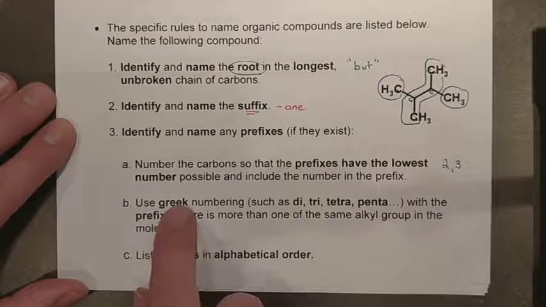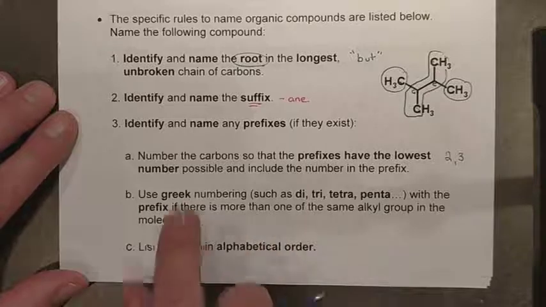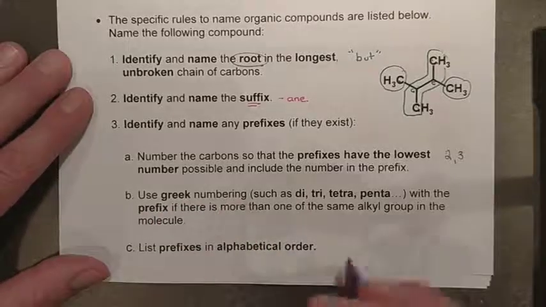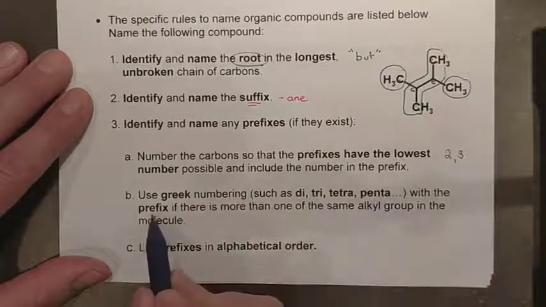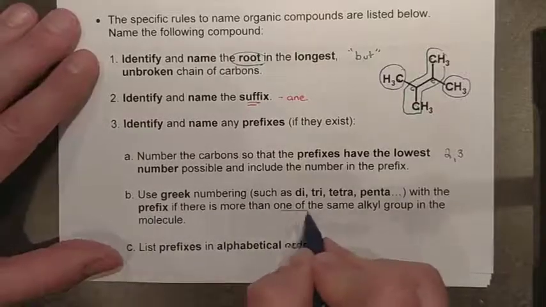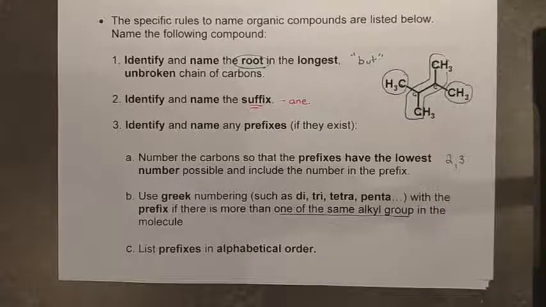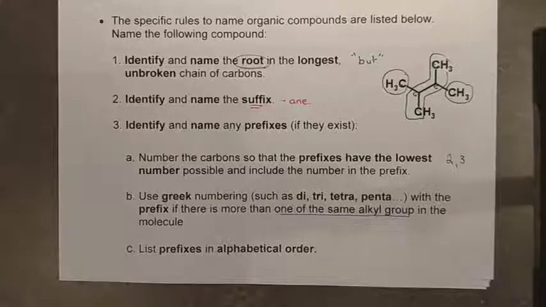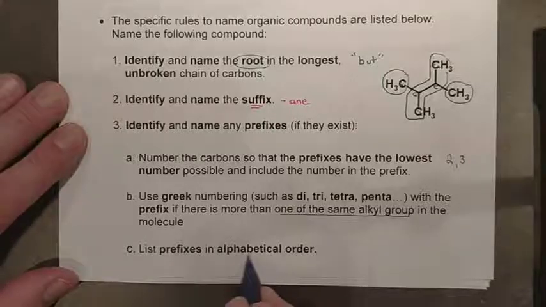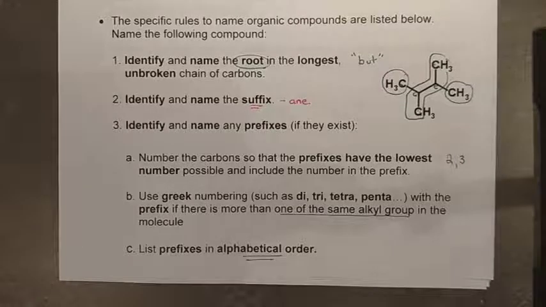We don't have it in this case here, or so we do. We will use Greek numberings, di, tri, tetra, penta, with the prefix if there is more of one of the same kind of alkyl group. Now, this will come across as redundant, but it is still part of the official naming rules. So we have 2 1-carbon chains, which means we have 2 of the same branch attachments. So we will have to use the prefix di. And then if we have a large variety, we list all these prefixes in alphabetical order.